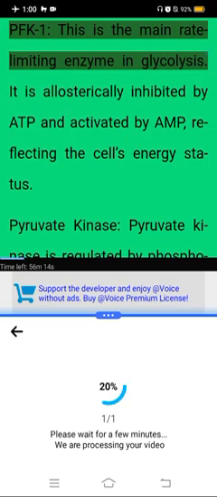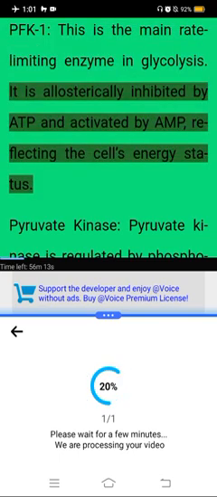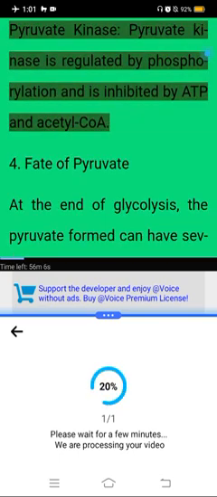PFK1. This is the main rate-limiting enzyme in glycolysis. It is allosterically inhibited by ATP and activated by AMP, reflecting the cell's energy status. Pyruvate kinase. Pyruvate kinase is regulated by phosphorylation and is inhibited by ATP and acetyl-CoA.